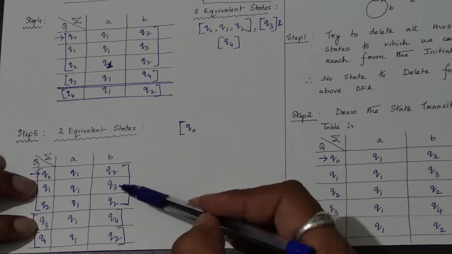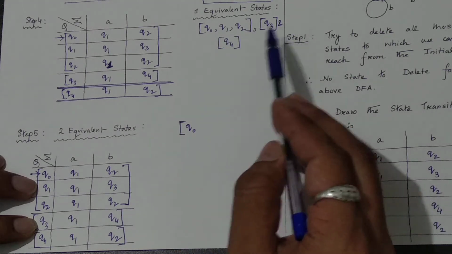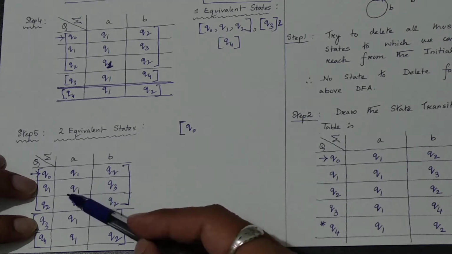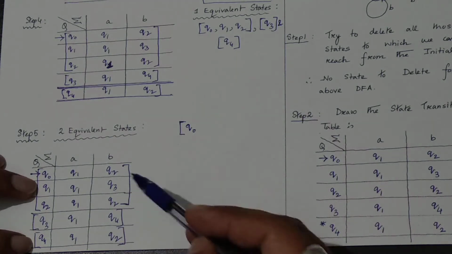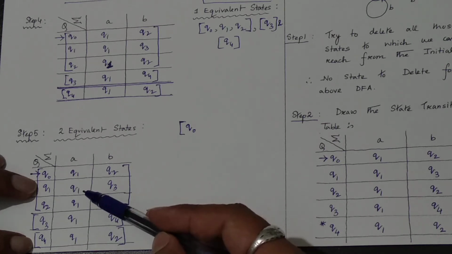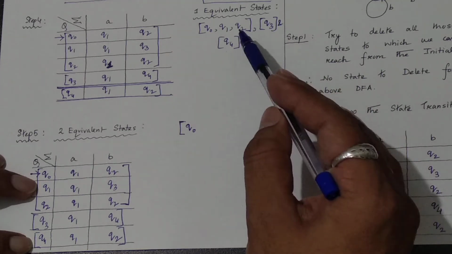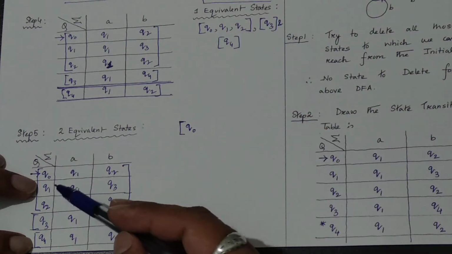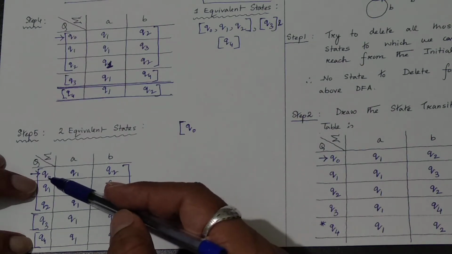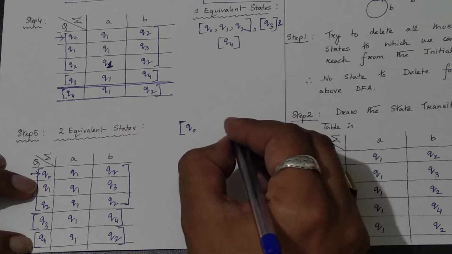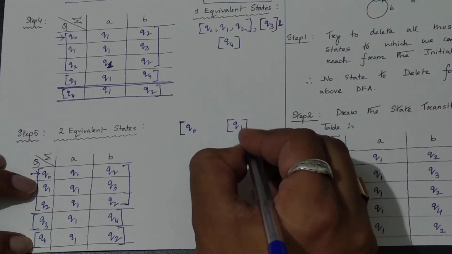In input alphabet B, Q3 and Q4 are other groups. So that means a problem. Q1 cannot make a pair with Q3. So Q1 will now try with Q4 as well. On input alphabet A, same state, there is no issue. For B, Q3 and Q2, earlier it was in another group. So Q1 cannot make a pair with either Q3 or Q4 or with Q0 or Q2. So that means Q1 will make a separate group.